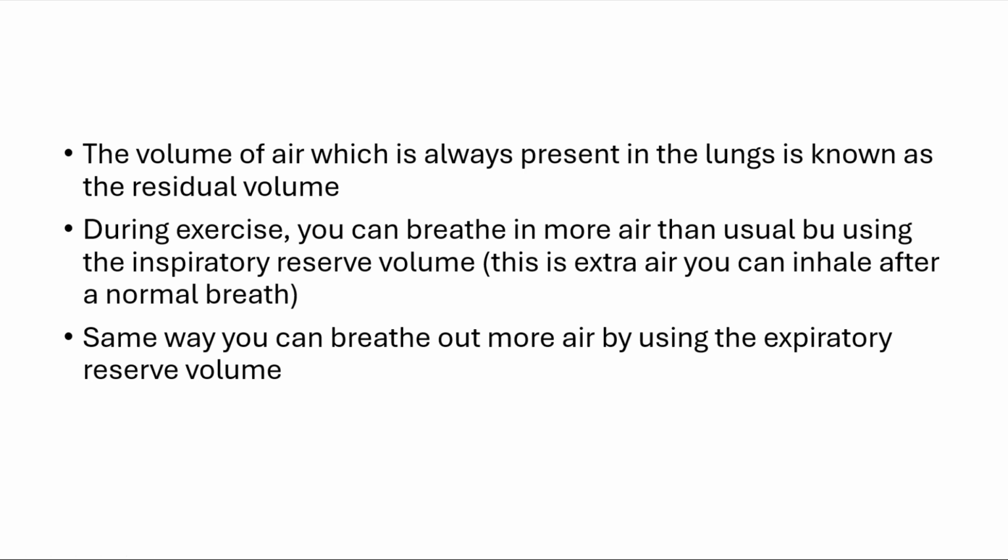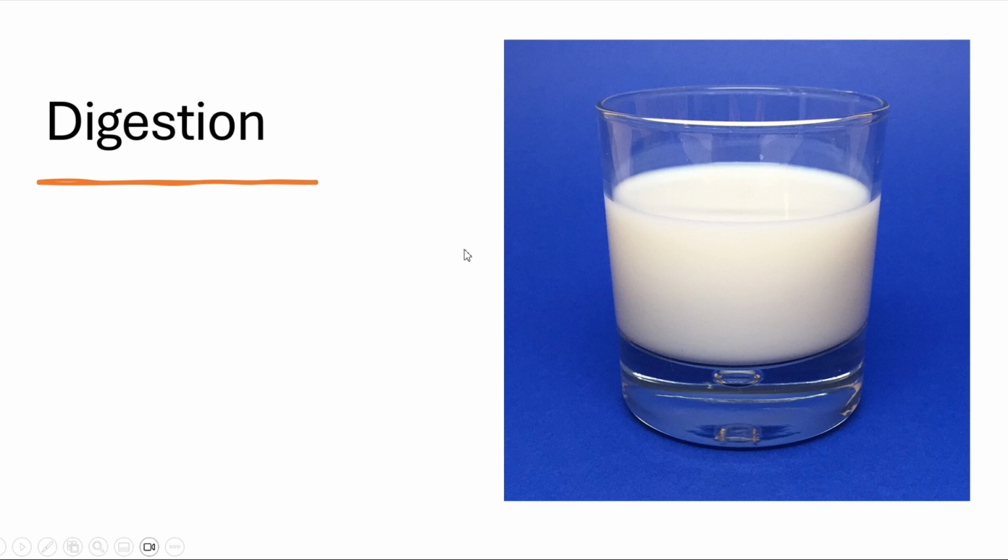The volume of air which is always present in the lungs is known as the residual volume. So there's always going to be a little bit of air that's just left over. That's the residual volume. You see what I'm saying? And during exercise you can breathe in more air than usual by using the inspiratory reserve volume. This is extra air that you can inhale after a normal breath. So during exercise you can use that reserve volume to inhale a little bit more. And in the same way you can also breathe out more air by using the expiratory reserve volume.